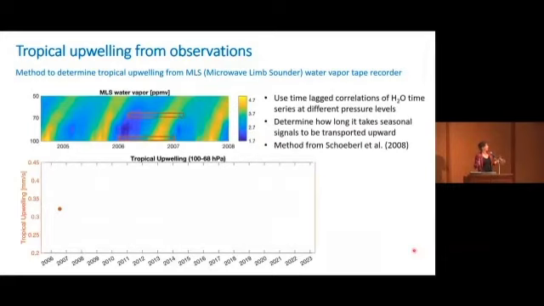So you basically take a time series at a lower level and then a time series at an upper level, and you shift that time series at the upper level slightly forward and always calculate your correlations between the time series. And once you have your maximum correlations, that's when you have the perfect time lag, and that time lag then allows you to calculate the upwelling.